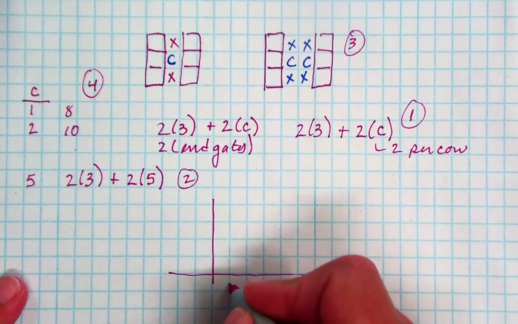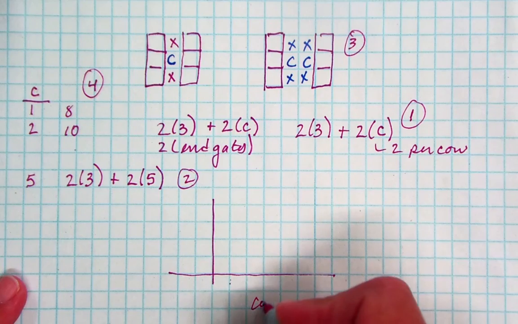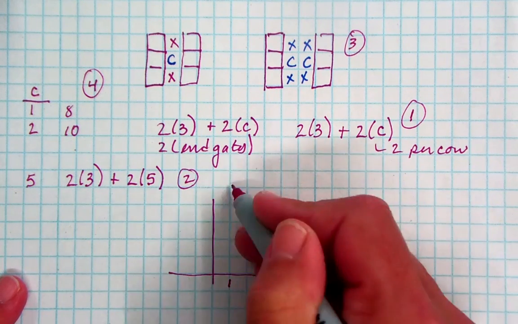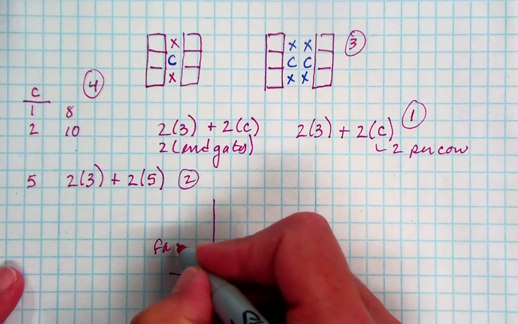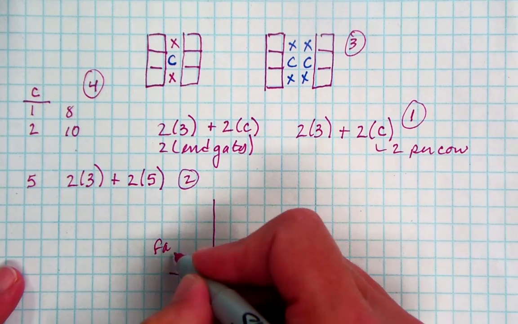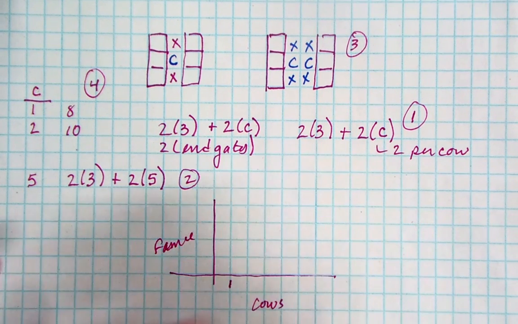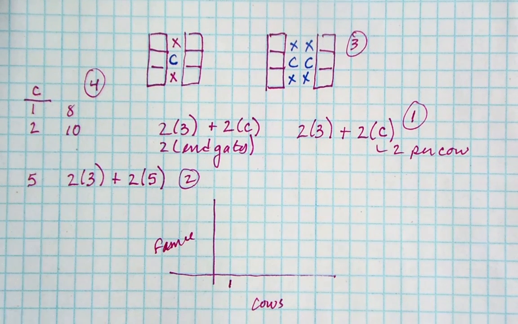So if I have 1 cow, so these are my cows. If I have 1 cow, I have 8, and so forth. So you're going to want to make sure you label. So I'm going to call this my fence, and make sure that you label and plot them. So that's what I'm asking you to do in those 3 patterns.